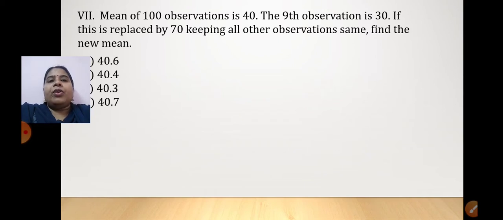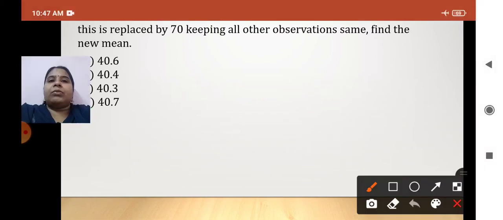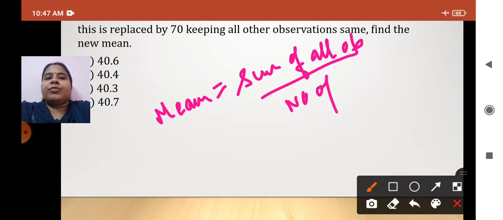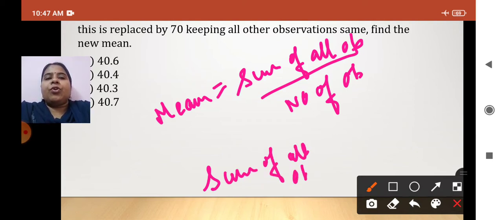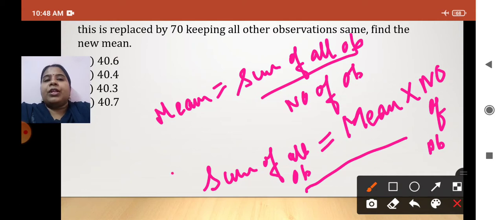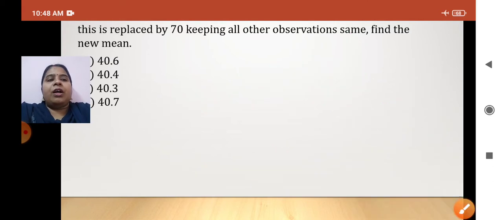Right? Okay. Now what is the basic formula that is to be used in this sum? The basic formula is mean is equal to sum of all observations upon number of observations. So from here I can get the formula for sum of all observations is equal to mean into number of observations. This is the basic formula to be used. Yes, sum of all observations is equal to mean into number of observations. This is the important formula to be used in such questions. Right? Okay. Now let's see how it can be used.